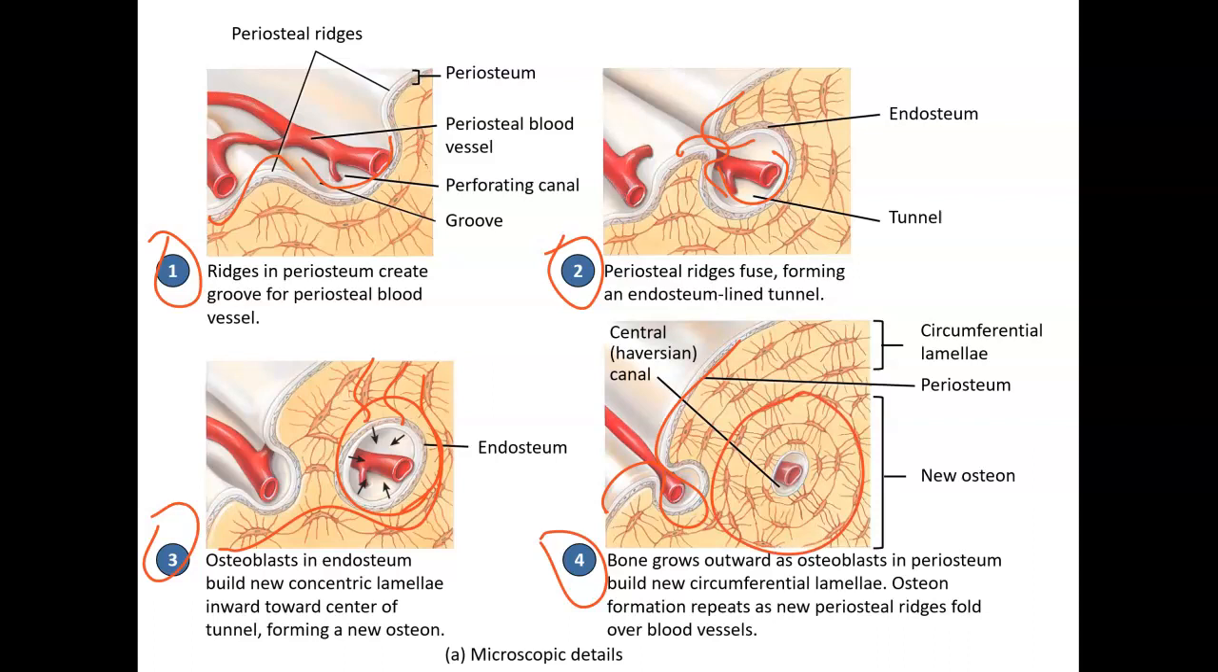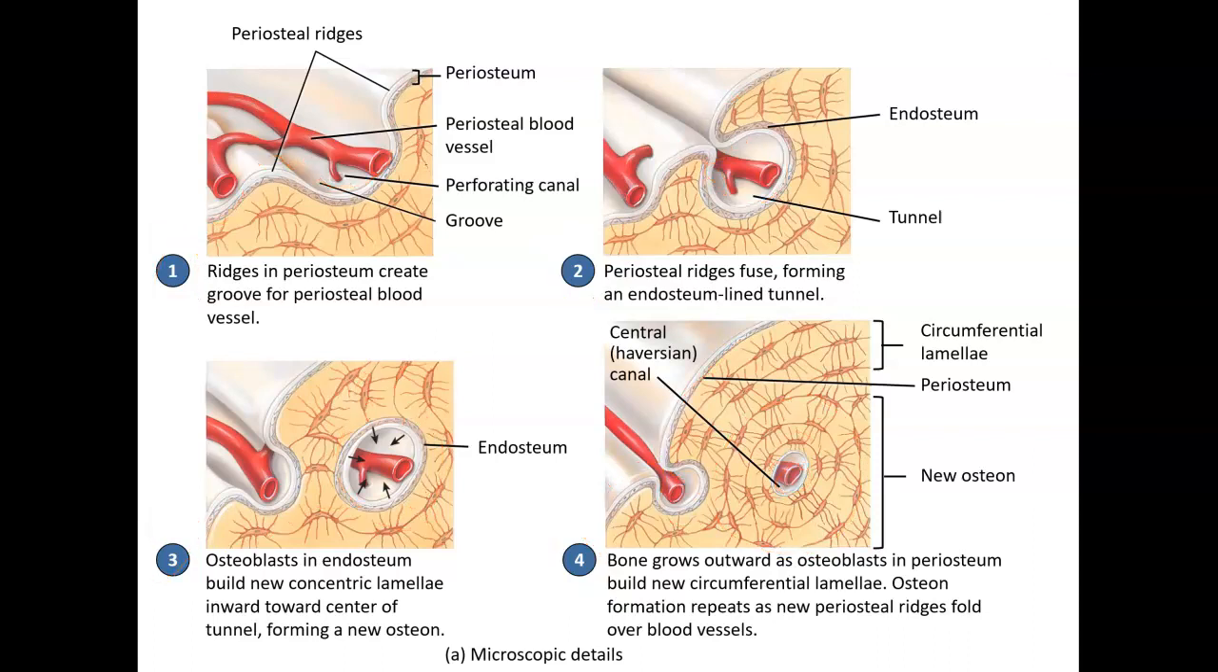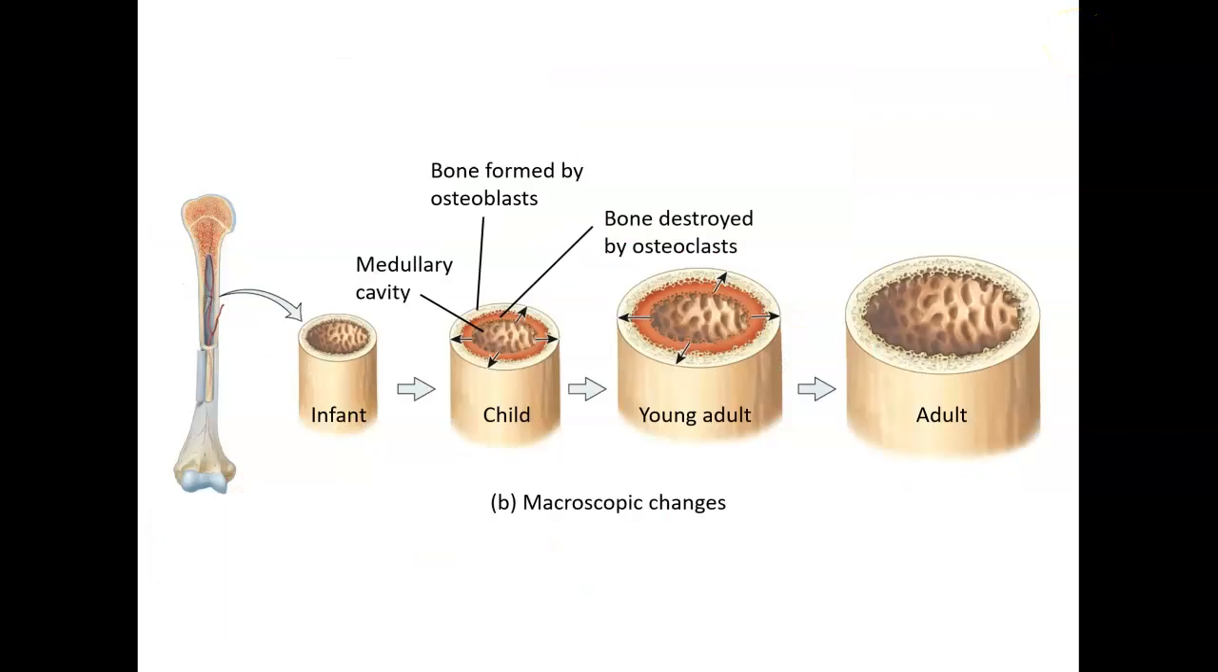Here's an osteon here. Notice the different rings of lamellae as it goes through. Notice it surrounded itself around that vessel. Remember that opening there is going to be referred to as a Haversian canal.